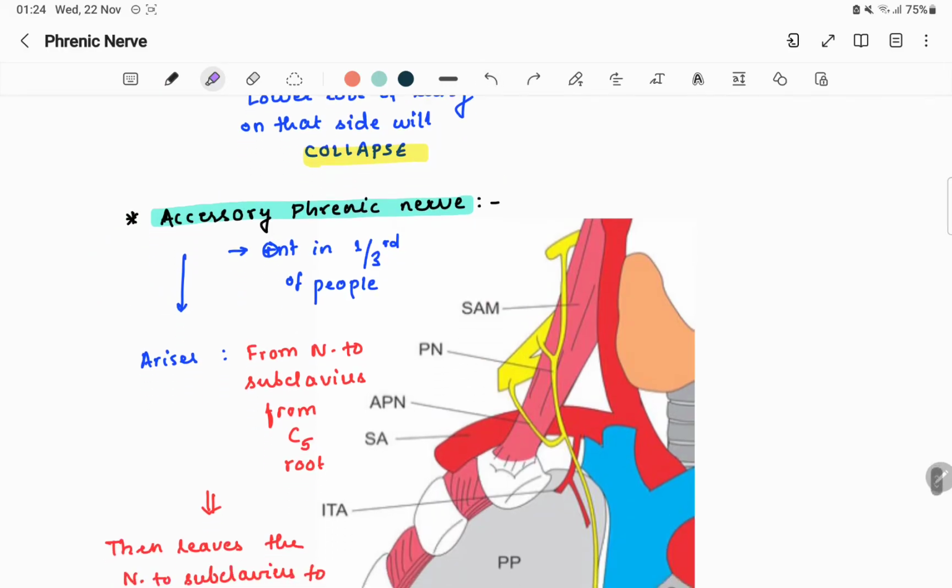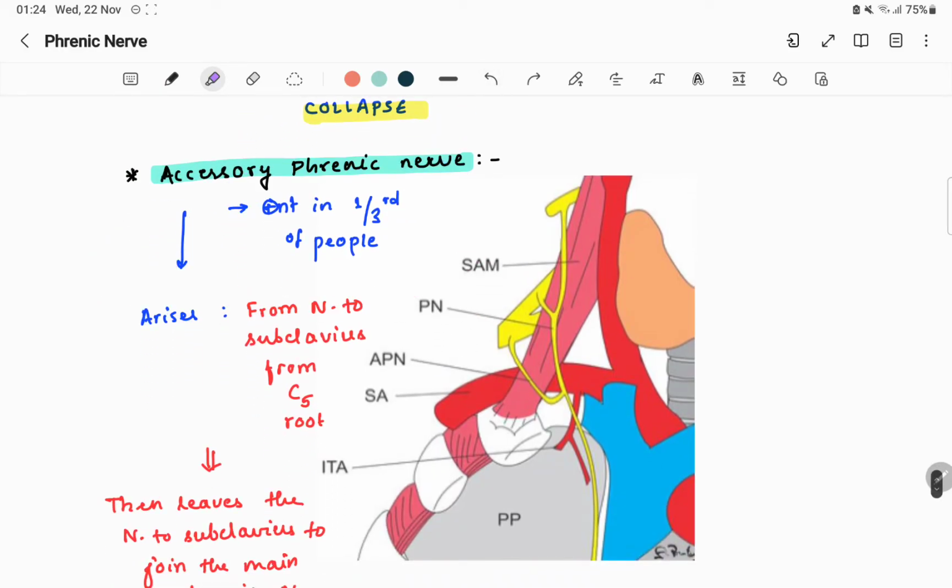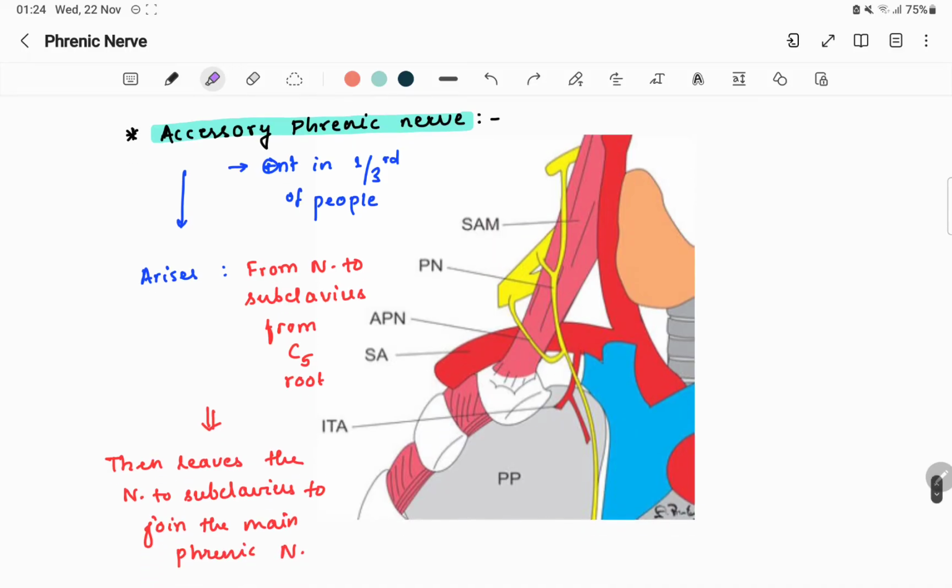Then let's talk about the accessory phrenic nerve. This is present in one-third of the population. It arises from the nerve to subclavius. Do you remember the nerve to subclavius?